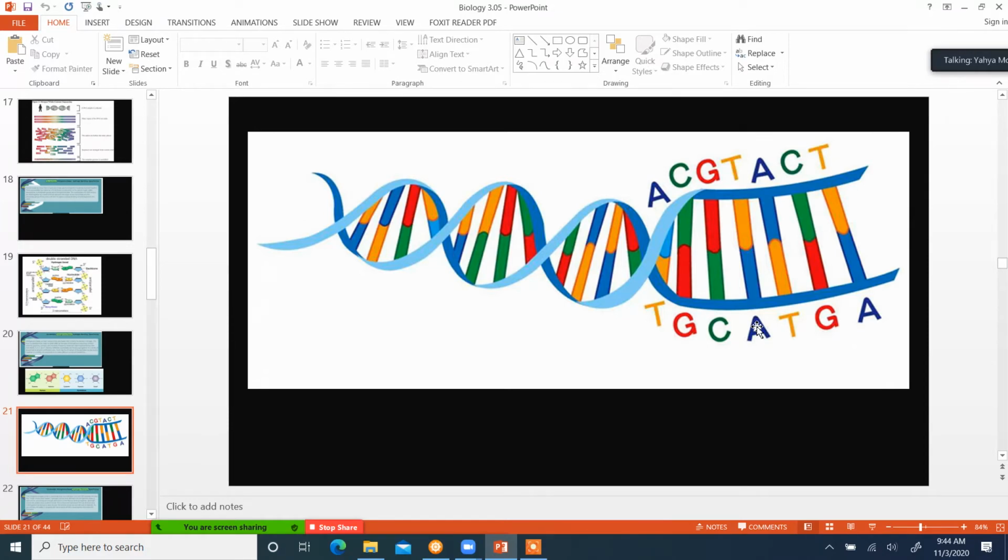If I know that this is C, I know that this one has to be G, and so on. That means that if these letters were missing, you would be able to fill them in.